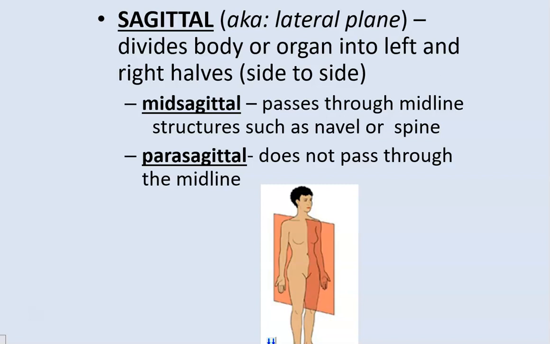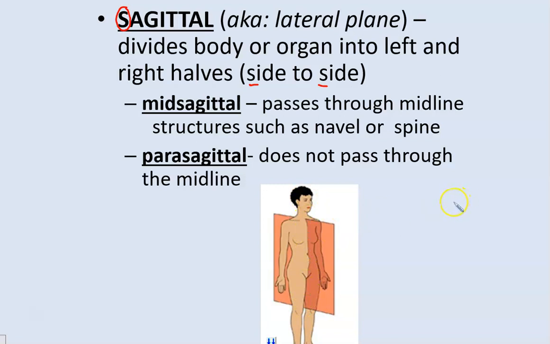So the first one's called a sagittal plane. Sagittal plane is a cut so that you divide your body into a left and right side. So you can remember sagittal for side. So you're going to get a side-to-side view, such as here you can see this left and right. So if we were to cut this person in half here, you would get a left and right side.